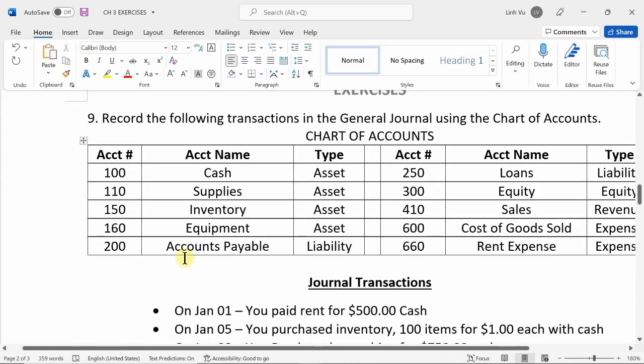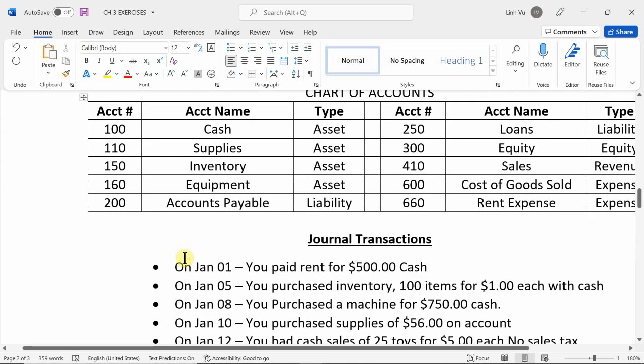So in this case, the exercise here is going to be, here's your chart of accounts. I'm going to take a transaction, use the 7 steps of transaction analysis to determine how I'm going to journalize my transaction. Now in this case, let's take a look at our very first example, okay? January 1st, you have the date. You paid rent for $500 cash, okay?